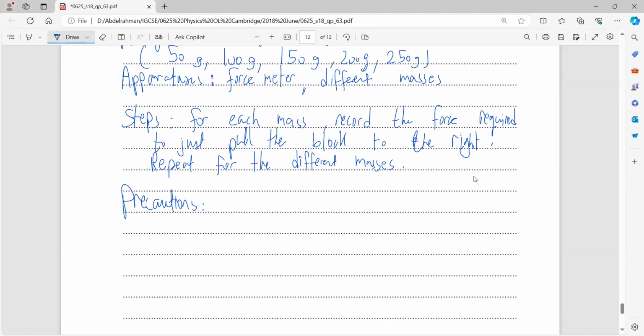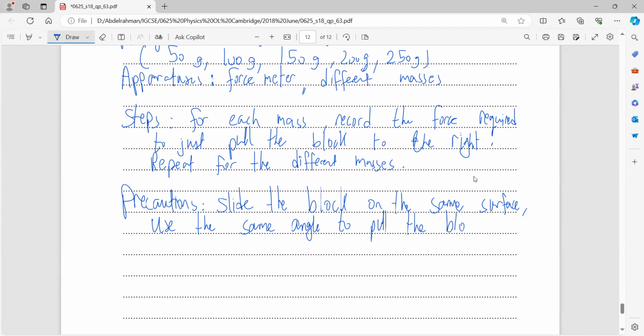Okay, slide the block on the same surface. Okay, use the same angle, for example. Use the same angle to pull the block. Okay, nice.